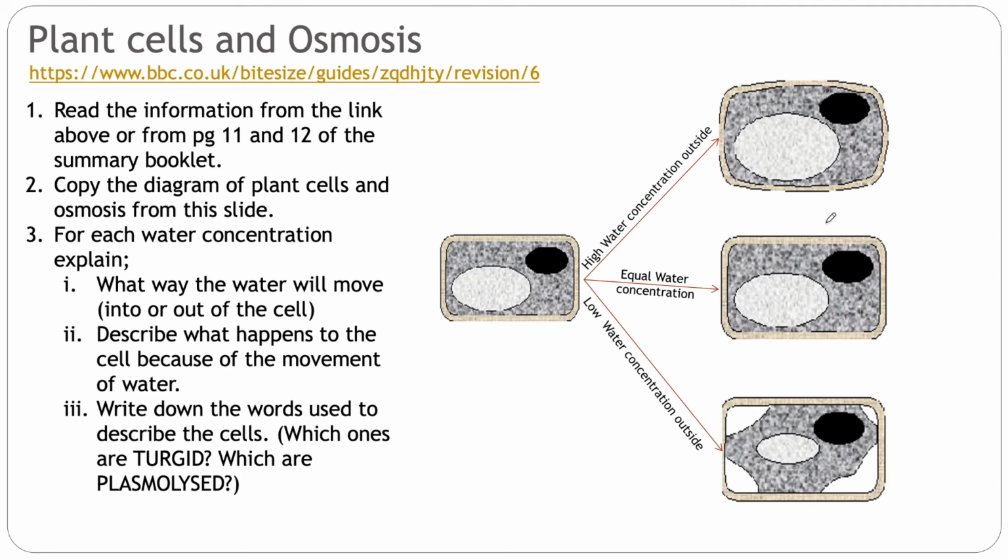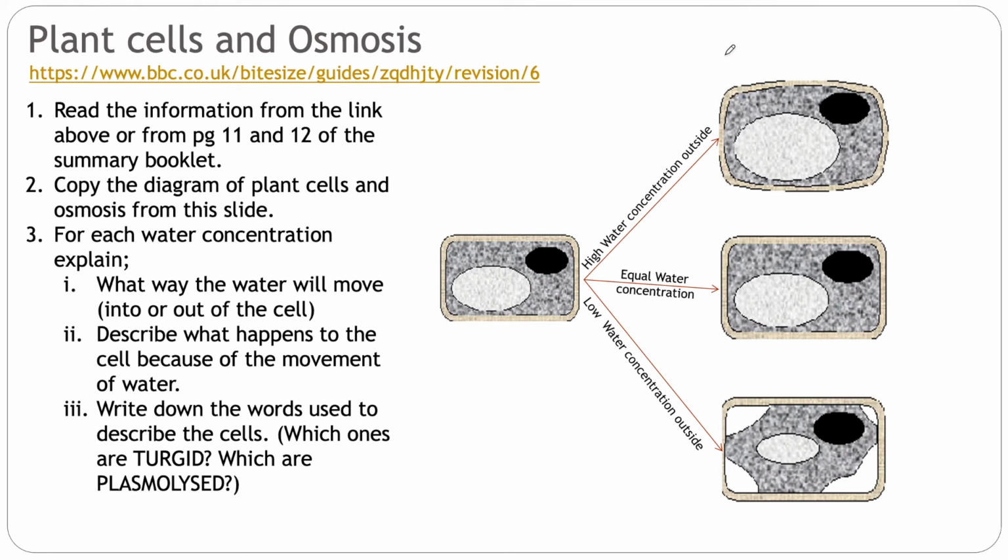However, if the solution surrounding the plant cell has a water concentration greater than that cell, this one here, water passes into the cell from the surroundings, causing the vacuole to swell and press outwards towards the cytoplasm. So here you can see that this vacuole has increased in size. This in turn causes the cytoplasm to push against the cell membrane and the cell wall. So here you can see that the cytoplasm is starting to push outwards on this cell wall and cell membrane.